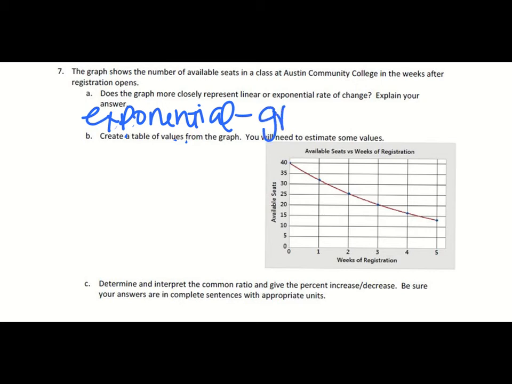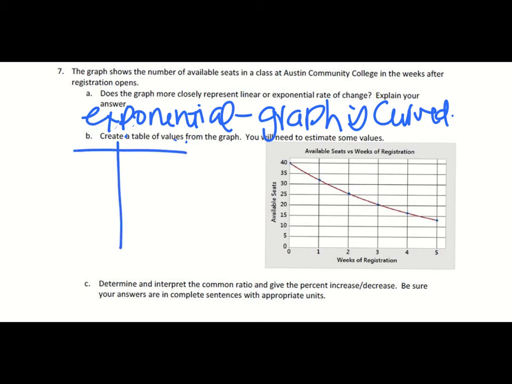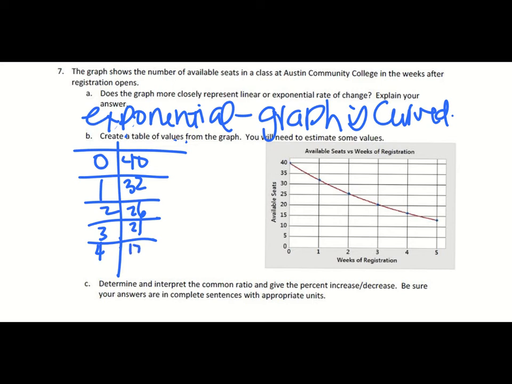The graph is curved. Okay, so create a table of values from the graph. If it's curved, mainly you need to have points that are next to each other. So 0 looks like 40. 1, I'm going to say looks like 32. 2 looks like 26. 3 looks like 21. 4 looks like 17. 5, I'm going to say looks like 13.